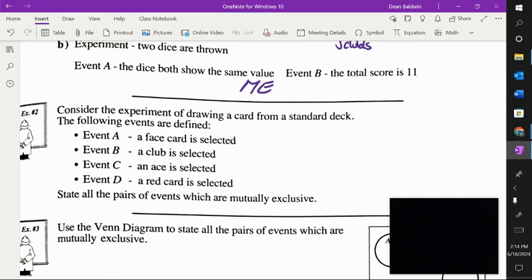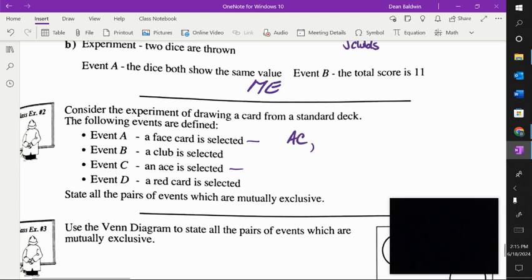Okay, we draw some cards from a deck. Tell me which ones are mutually exclusive. We draw a face card and we get a club. Are those mutually exclusive? No, because you can have a face card that is a club. We draw a face card and we get an ace. Those are mutually exclusive, right? Because you can't have a face card that is an ace. So A and C are mutually exclusive.